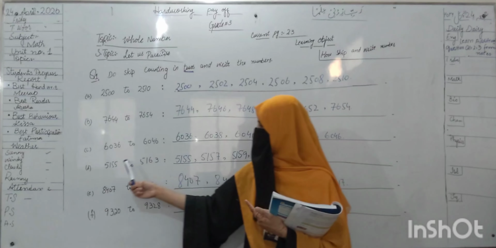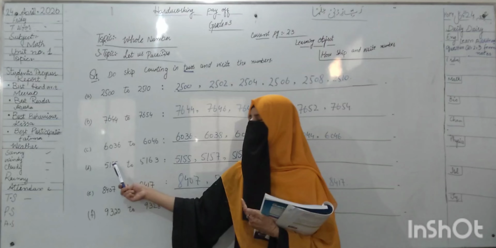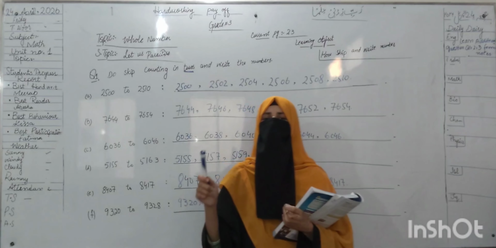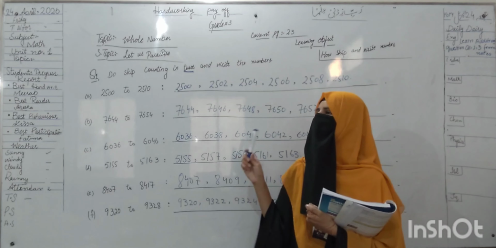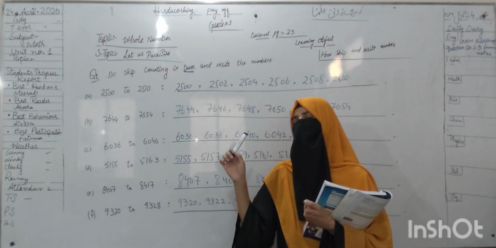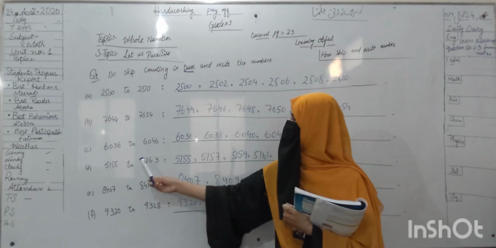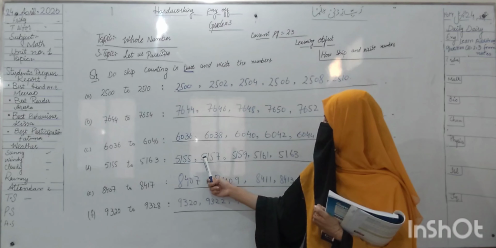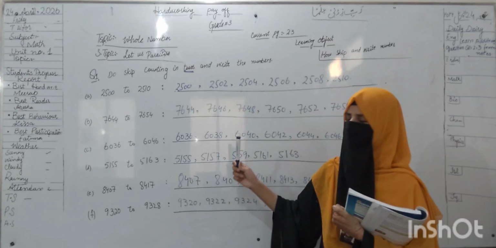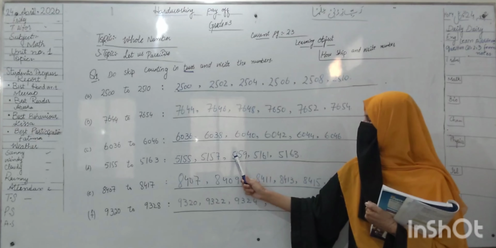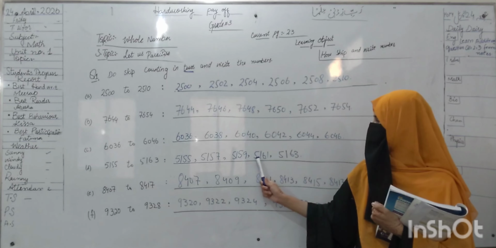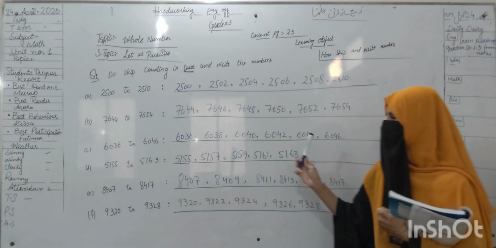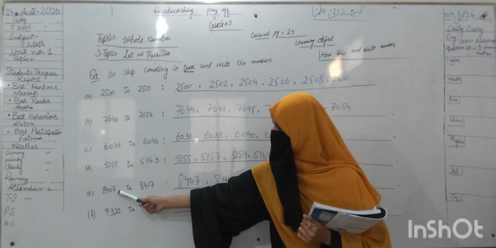So students, the numbers given are 5155 to 5163. In this range you have to write the numbers, skipping 2 numbers after each number. Okay, 5155. When you skip 2 numbers, it makes 5157. Then you skip 2 numbers, 5159, 5161 and 5163.